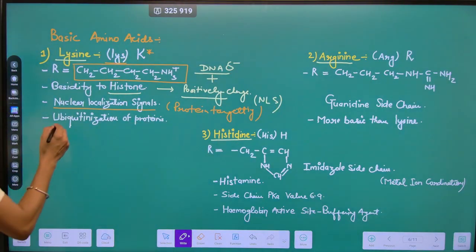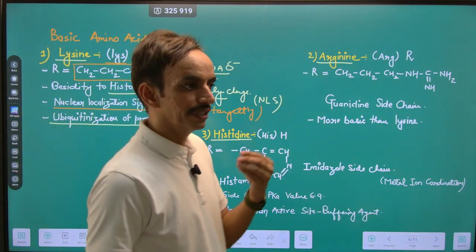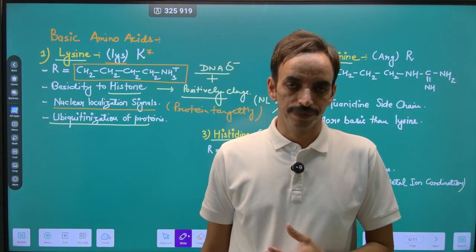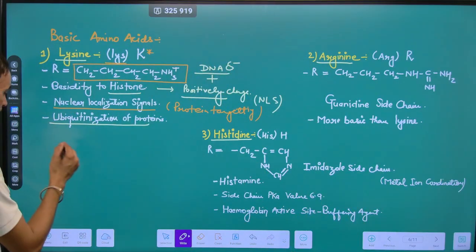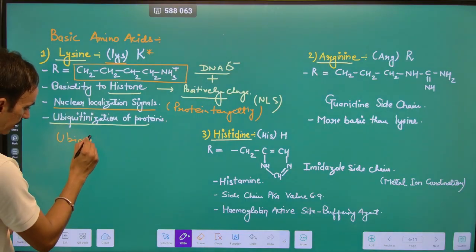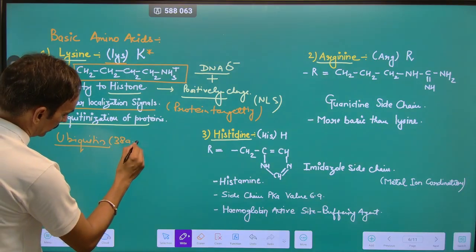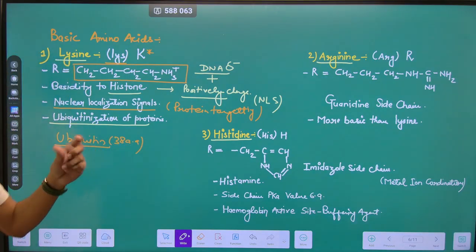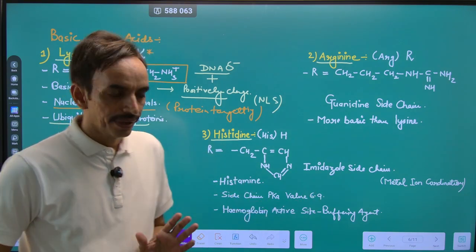Next is ubiquitination. Ubiquitination of protein means, simply, the degradation of protein. Basically, ubiquitin is a protein of around 38 amino acids. If the ubiquitin is added to the protein, the protein is going to be degraded.